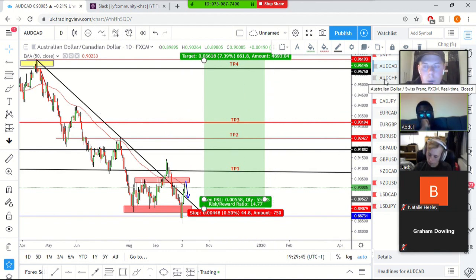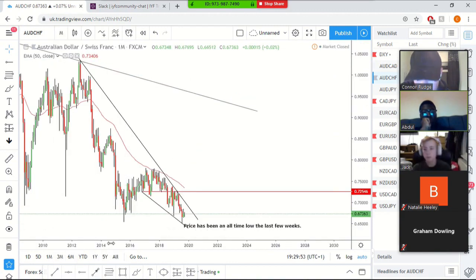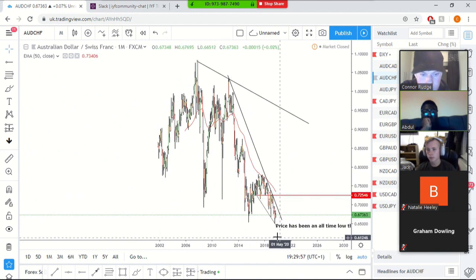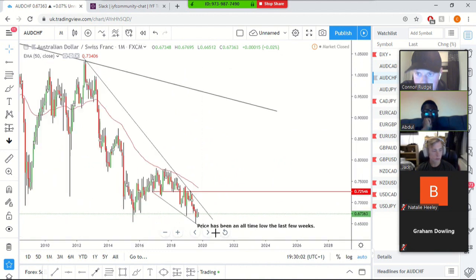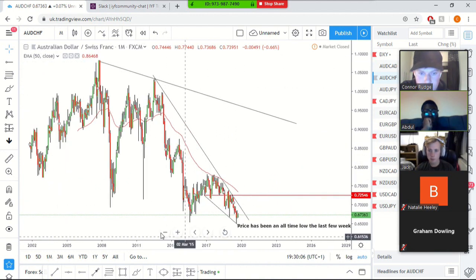So now moving on to a pair that's very similar to AUD CAD, we're going to move on to AUD Swiss. With AUD Swiss, we can see, the same as before, price is very, very low. It's actually the lowest it's ever been. We can see the all-time low, and we have this trend line here. This one's more significant, this is more recent.